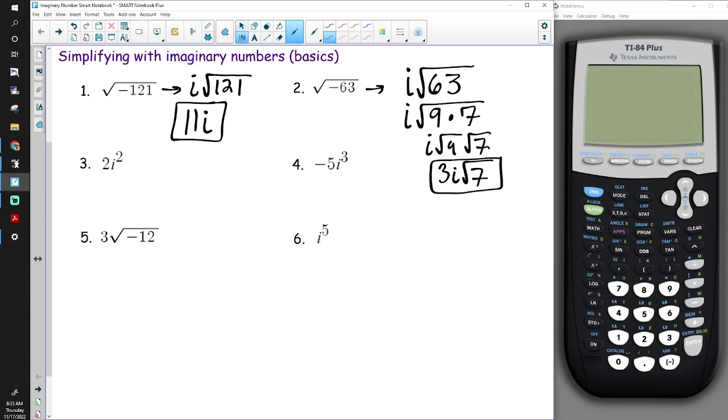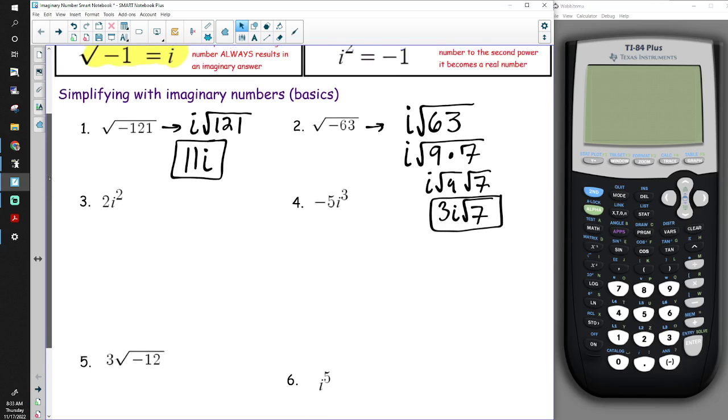Number 3. I might need to move these down a little bit so we have a little bit more room. The second thing we need to be able to do is simplify imaginary numbers. Now we just simplified square roots that had imaginary answers. Now we need to simplify terms. This is a term, 2i squared is one term. We need to simplify this.